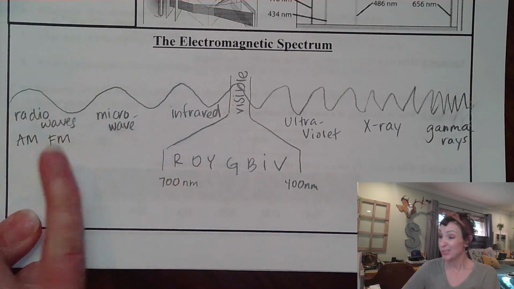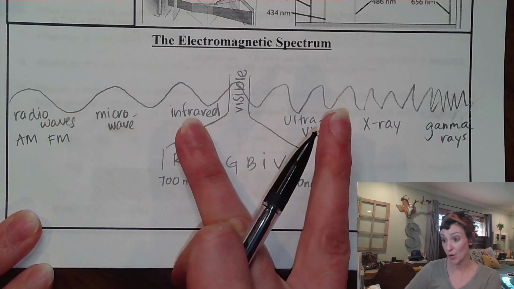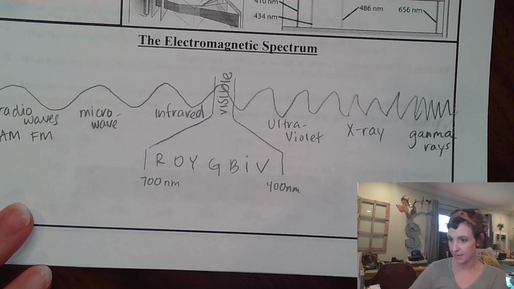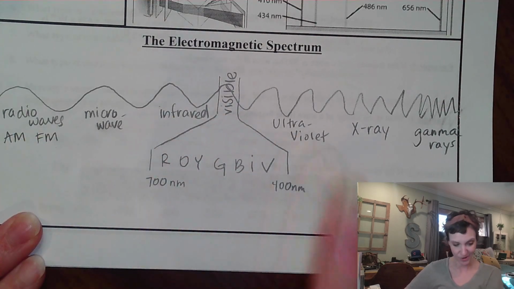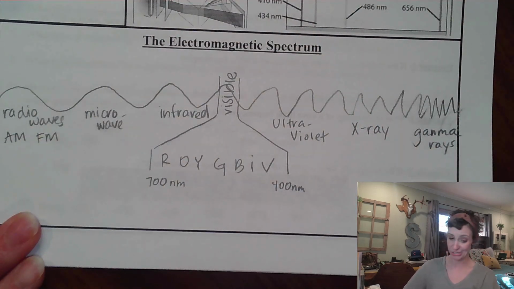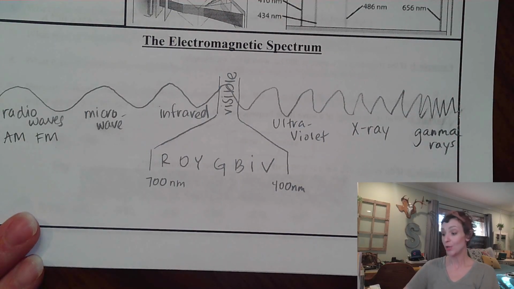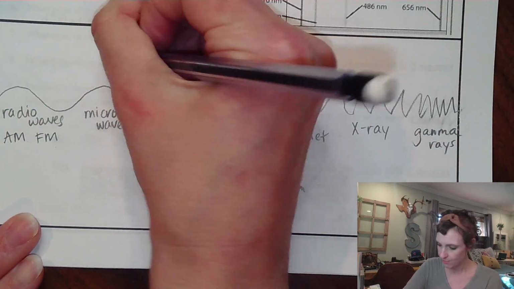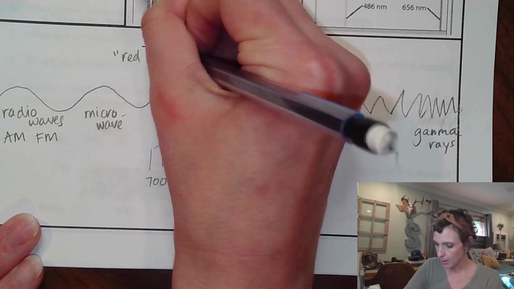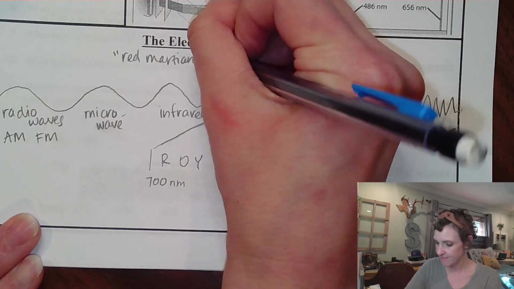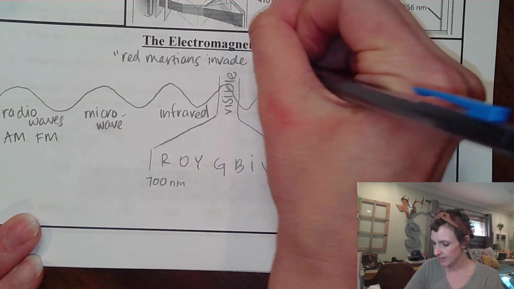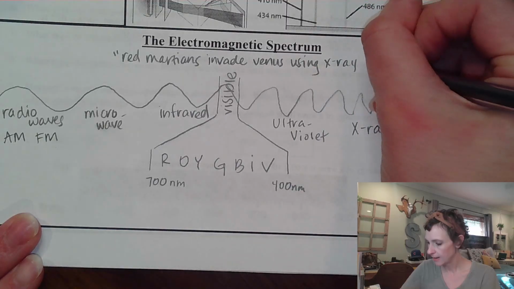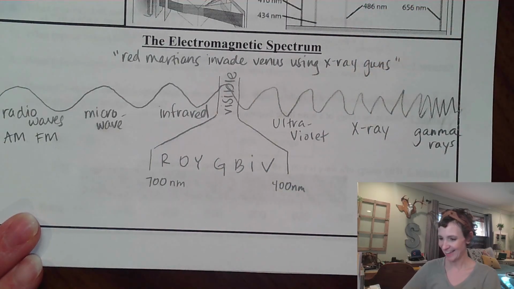No matter. So you guys are going to be responsible for knowing the order of all these things in the electromagnetic spectrum. And y'all are like, Sabaka, you're making us memorize again. And I'm like, no, I got a thing to remember all of these orders. I like to say red Martians invade Venus using X-ray guns. So we're going to write that up here because that is helpful for us. Red Martians invade Venus using X-ray guns. Yeah? All right.